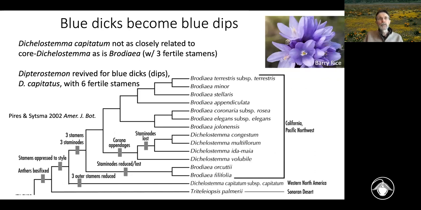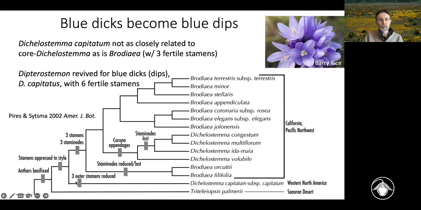Also in the Themidaceae, the blue dicks have become blue dips. Dichelostemma capitatum is not as closely related to the rest of what had been treated as Dichelostemma, which includes the type species, the core of Dichelostemma, as that core is to Brodiaea. And these core Dichelostemma species have 3 fertile stamens, as does Brodiaea in its narrow sense.